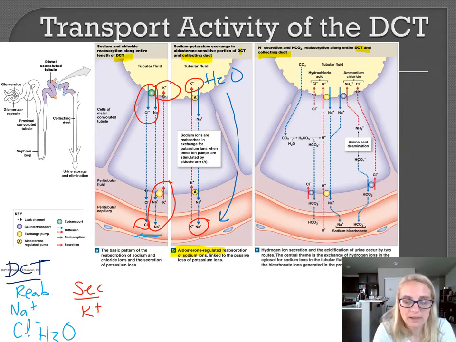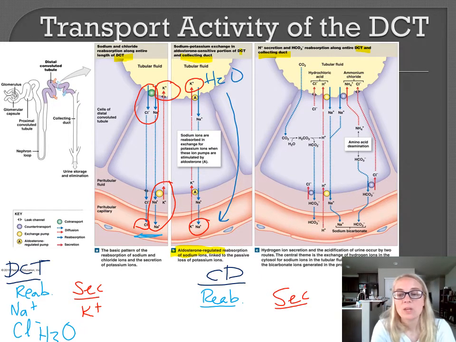So I'll put my collecting duct over here so we can keep track of what is reabsorbed and what is secreted. Okay, running out of space, but we'll fit it all in. First, moving from left to right, let's take a look at carbon dioxide. We do have carbon dioxide in the filtrate. We saw that back in the PCT.